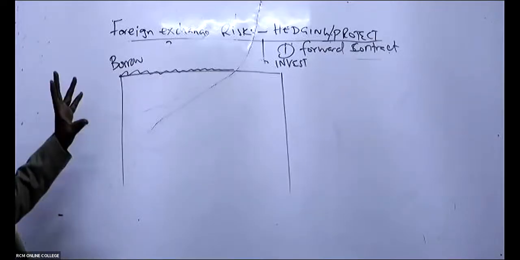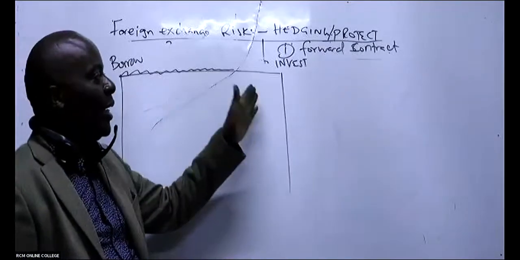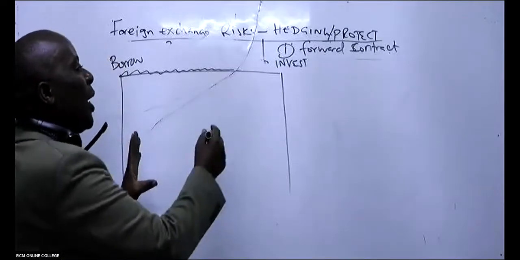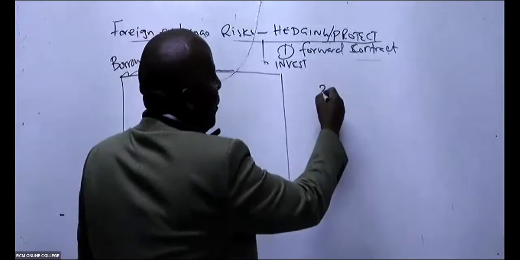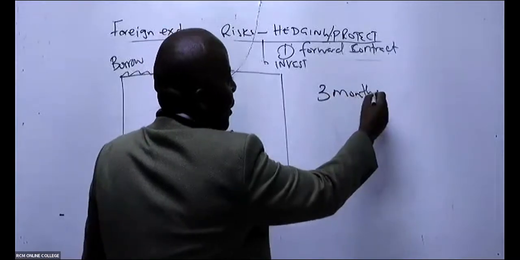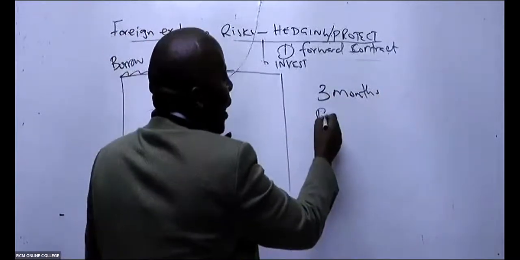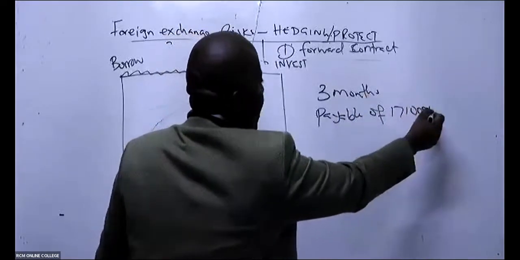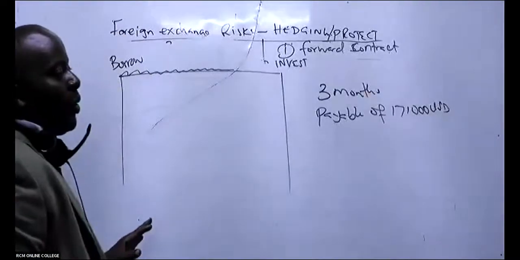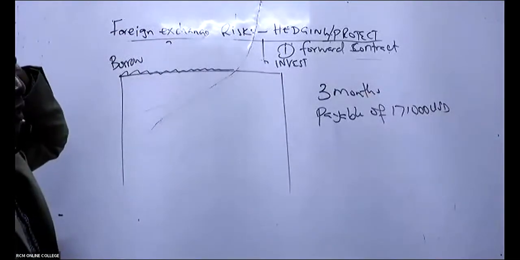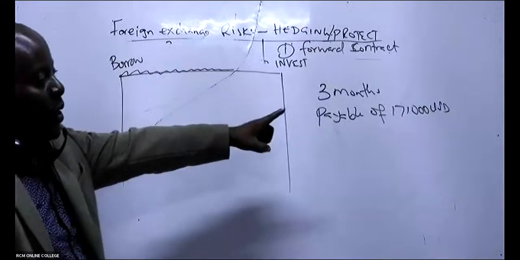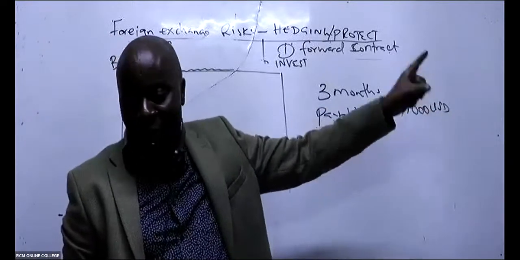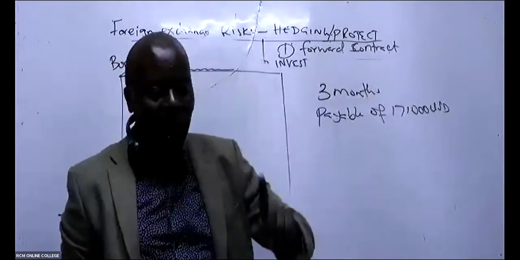Sasa mguu ya kwanza unasema borrow, mguu ya pili unasema namna gani? Invest. Na ukishasema hivyo, kumbuka we are using this concept of 3 months. 3 months we have a payable of 171,000 US dollars. Do you remember this 171,000 US dollars? Do you remember them? Thank you so much.